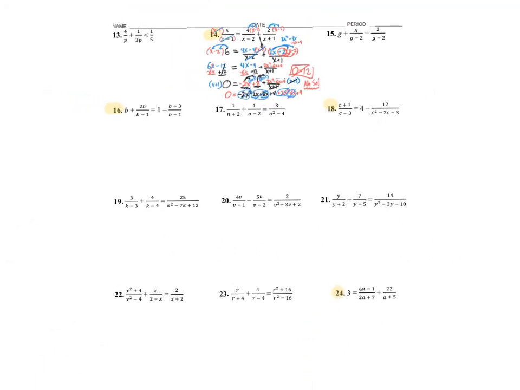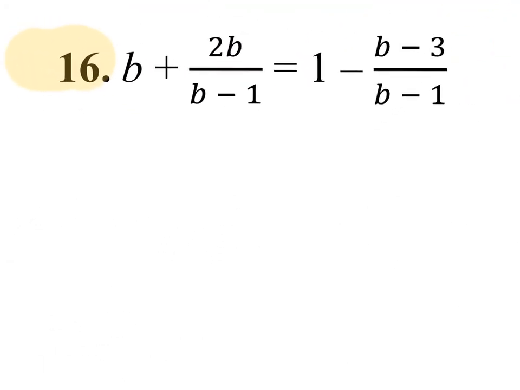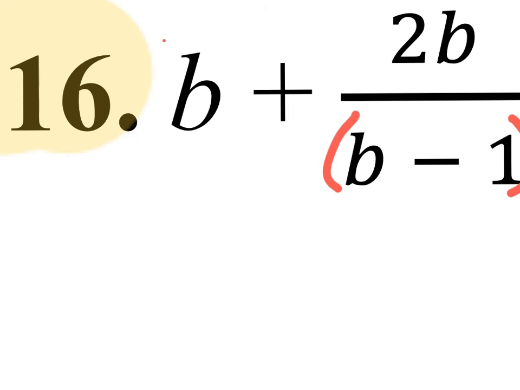Let's jump to 16. All right. So here you have two fractions, and they both have the same denominator, so that's even easier. All you have to do is multiply everything by that b minus 1. So that would imply that you multiply this b right here times b minus 1.